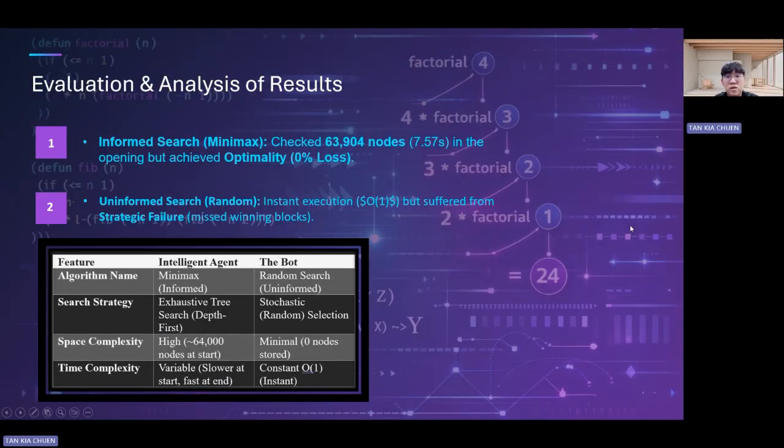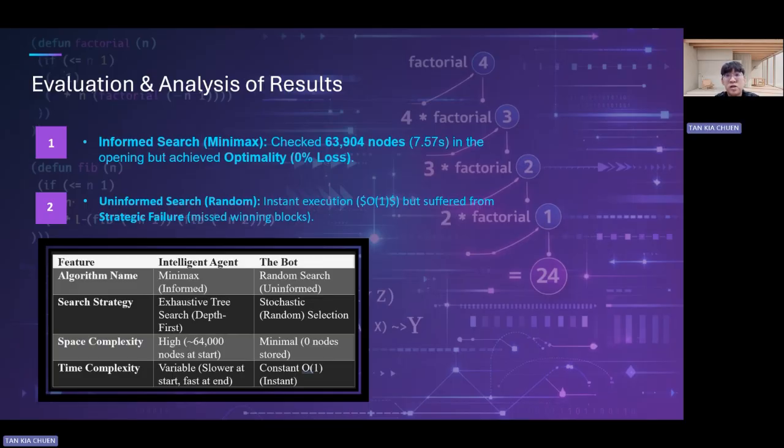Moving on to the evaluation and analysis. Here, we compare the informed search agent using Minimax with the uninformed random agent. Starting with the Minimax agent, during the opening phase, it explored 63,904 nodes, which took about 7.57 seconds. This is computationally expensive, but the payoff is that the agent achieved perfect optimality, meaning a 0% loss rate. It will never lose when playing optimally.